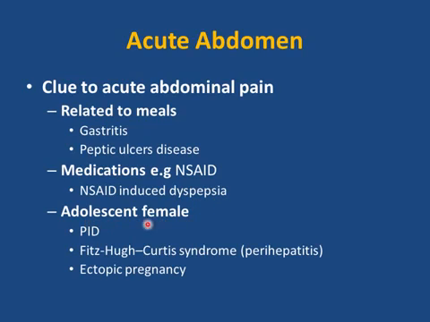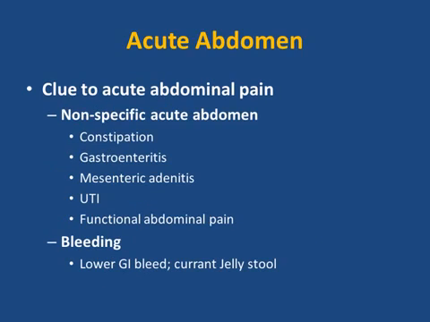Female adolescents, when they present with pain, you should consider pregnancy or PID, pelvic inflammatory disease, Fitz-Hugh-Curtis syndrome, perihepatitis, and ectopic pregnancy. So any adolescent female presenting with acute abdominal pain, you should do a pregnancy test.